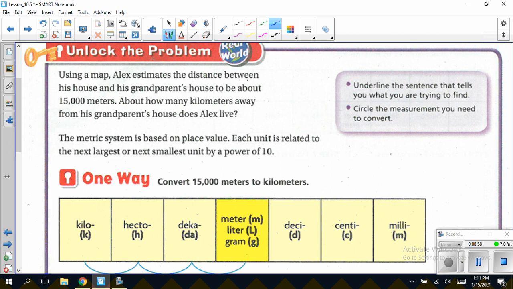So for this question, to make sure we're understanding what it is that we are solving, we need to make sure we underline the sentence that tells us what we are trying to find. And that is the very last part. It says, about how many kilometers away from his grandparents' house does Alex live? And we know that we are going to start with the 15,000 meters. They give us the measurement in meters, and they want our final answer to be in kilometers. So we know we are converting from meters to kilometers.